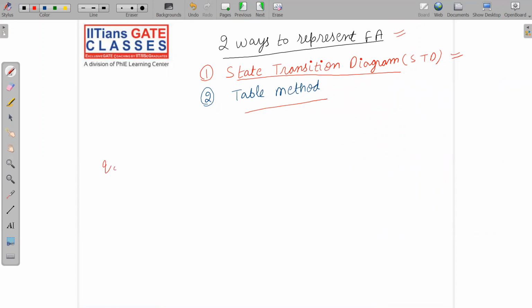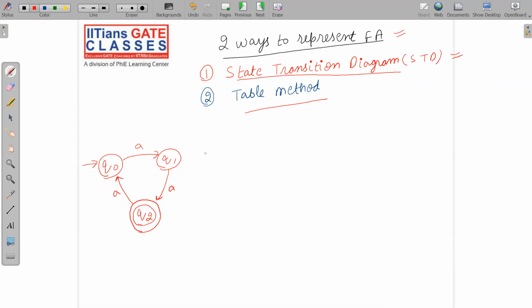Let me give you a basic idea. Let's take q naught. Since q naught is the initial state, we apply an arrow here. This is the standard notation. Q naught, then Q1, and then Q2. The final state is represented by a double circle. So q naught, A, then A, and then A. We have made a machine like this.